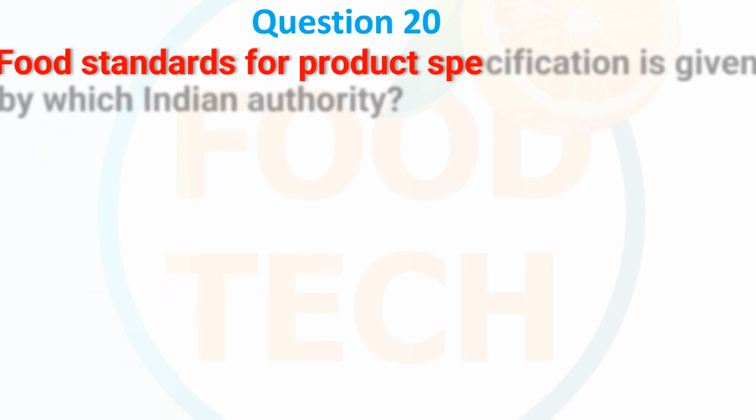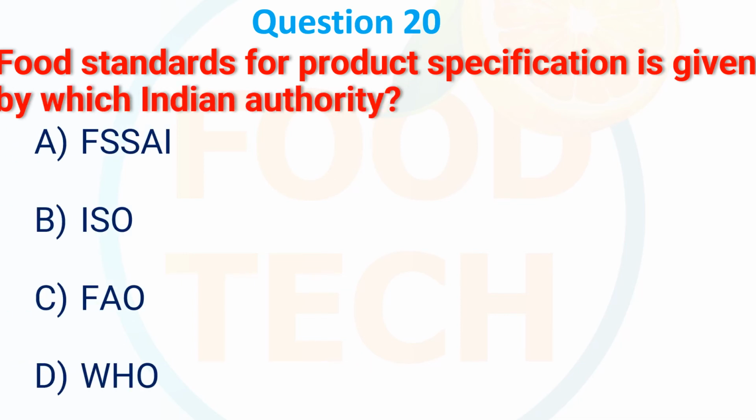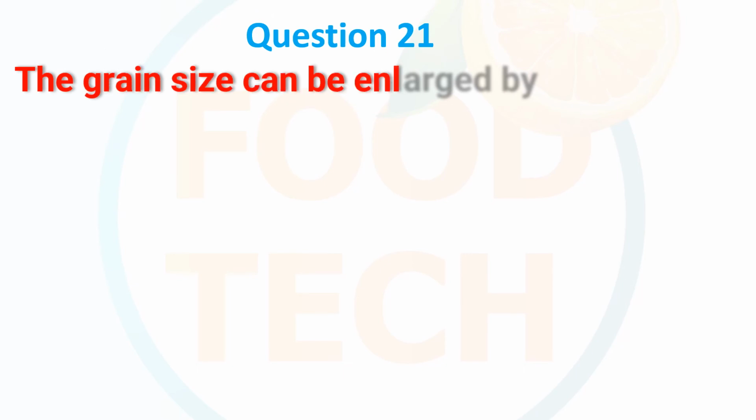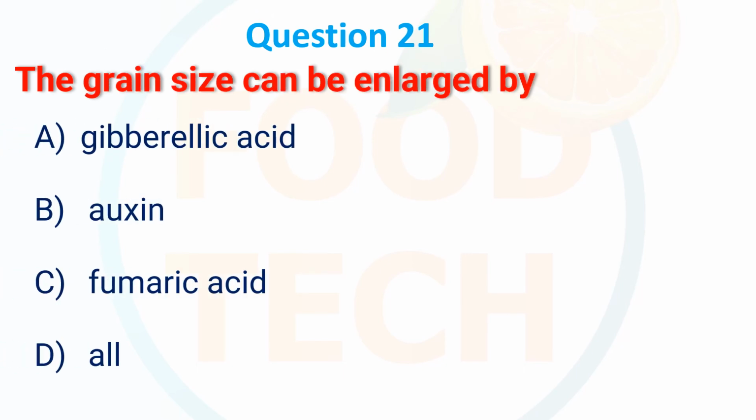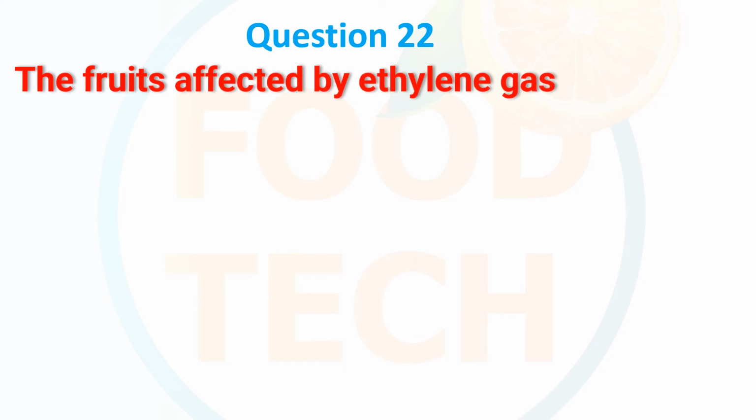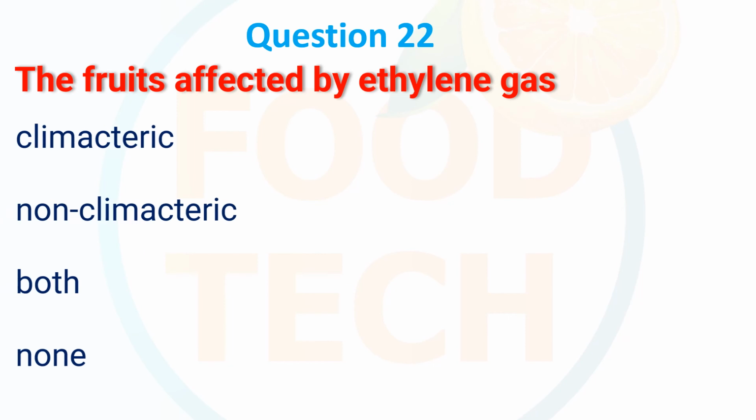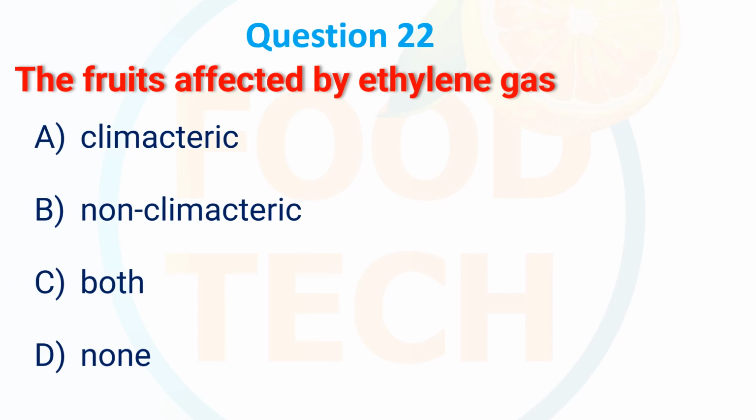Food standard for product specification is given by which Indian authority? A, FSSAI. B, ISO. C, FAO. D, WHO. The answer is FSSAI. The grain size can be increased by: A, gibberellic acid. B, auxin. C, fumaric acid. D, all. The answer is A, gibberellic acid. The fruit affected by ethylene is: A, climacteric. B, non-climacteric. C, both. D, none. The answer is climacteric.